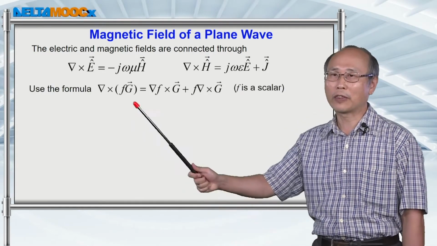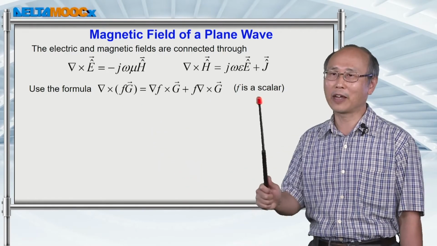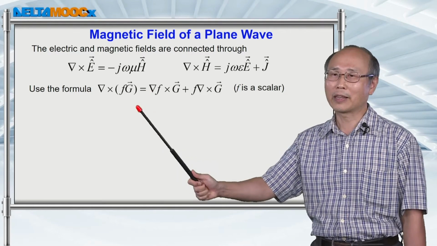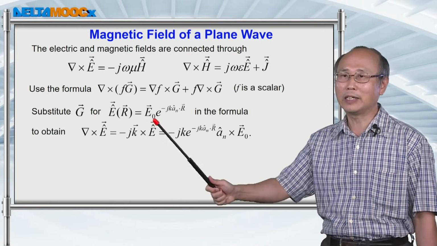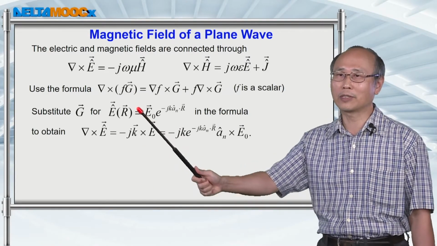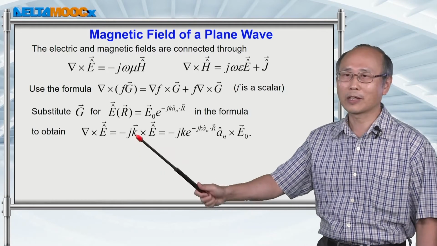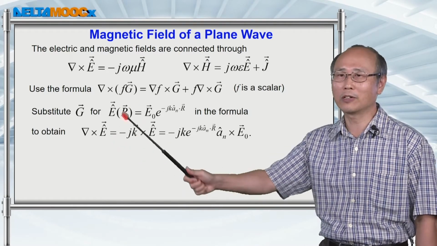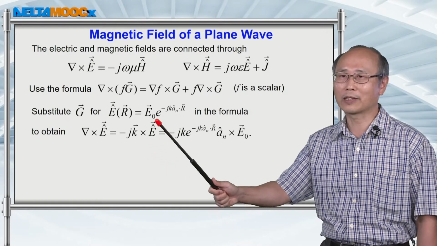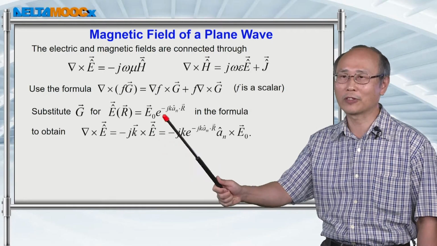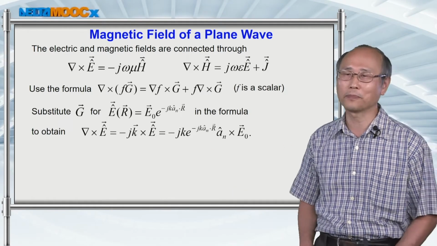So let's use this formula to begin with. In this formula, you have F as a scalar and G as a vector. Let's try to put the guessing solution of the electric field, E, into this expression and just replace the G with this electric field. Once you do this substitution, you come up with curl of E equal to this expression. And don't forget that this electric field phasor is expressed like this. So if you spell out this phasor, then you have this expression.